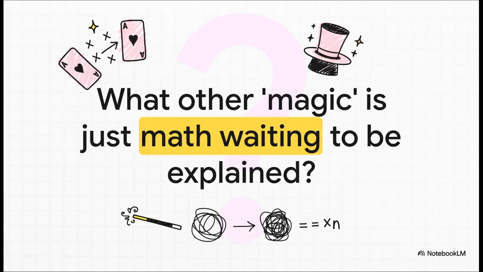So, next time you see something that seems impossible, something that feels like magic, just remember that phone number trick, because so often, right underneath the surface, there's a simple, beautiful, elegant structure just waiting to be explained. The real magic isn't the trick itself, it's having the tools to understand how it works.